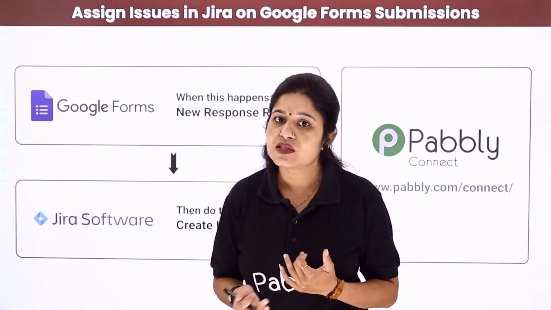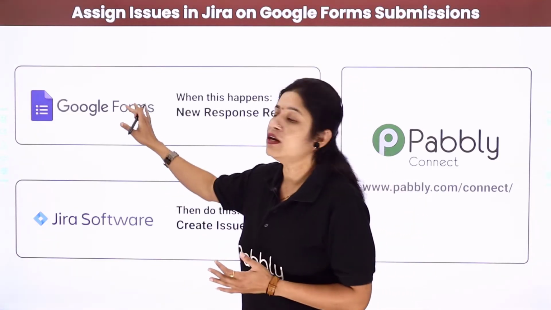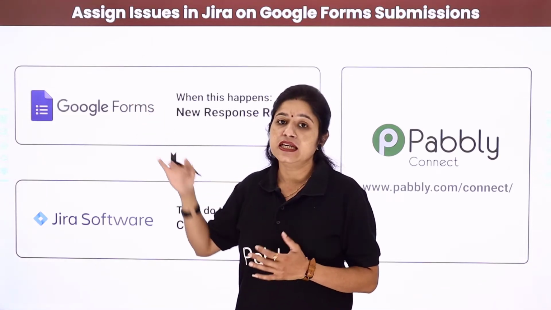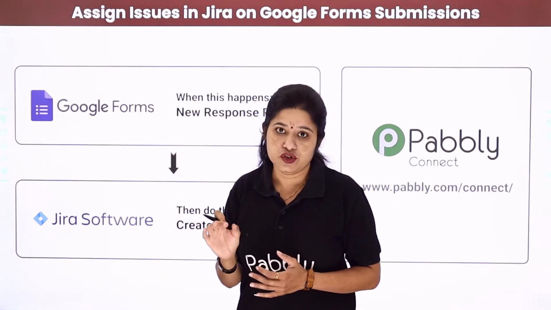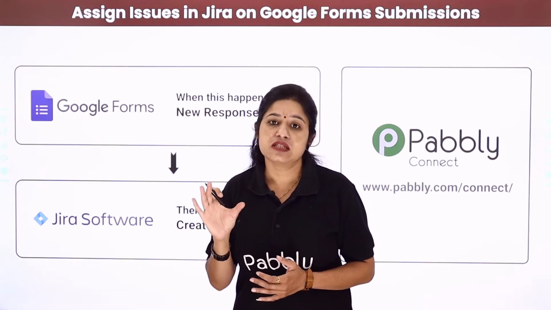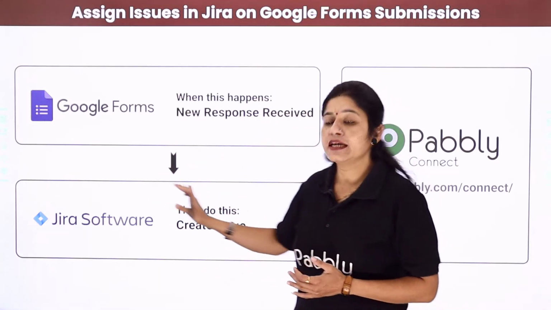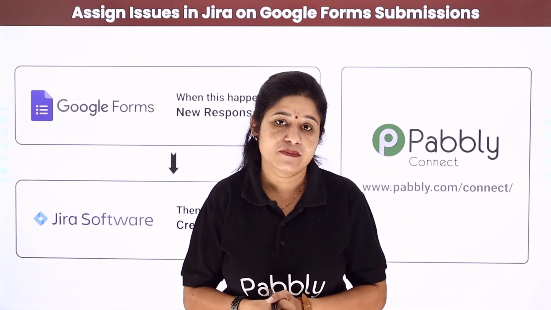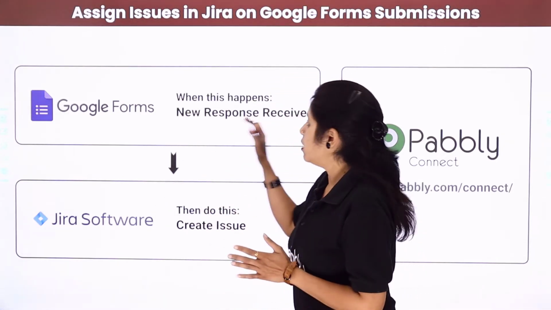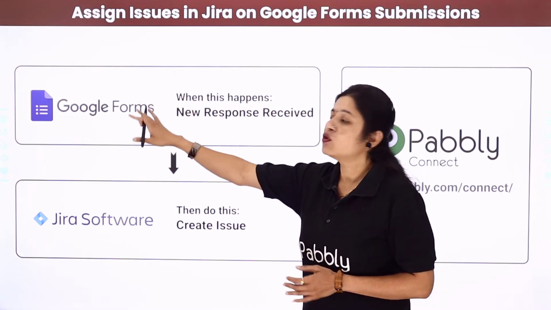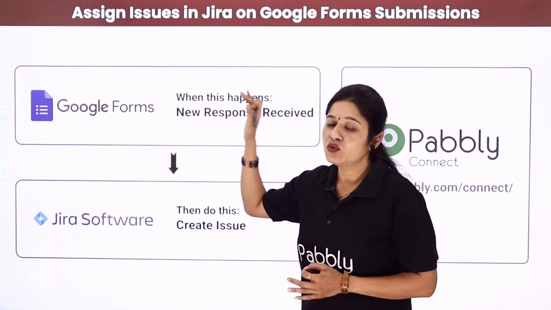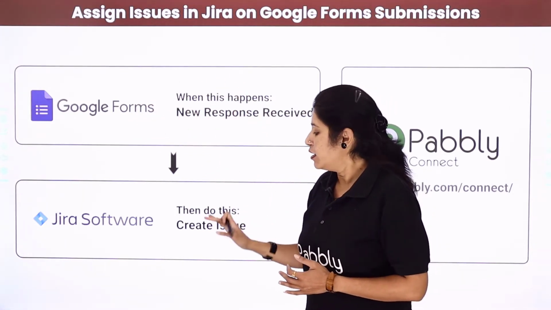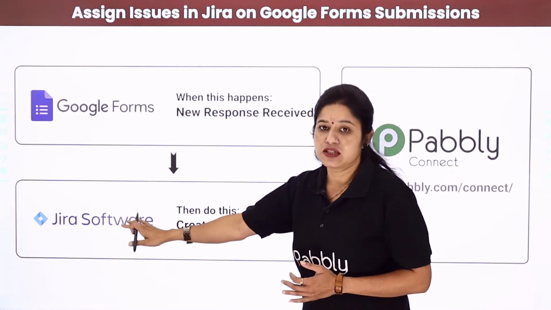So to simplify this process, you have created a Google form so that whenever you fill in the details in your Google form related to the issue, automatically using those details, a new issue will get created in your Jira software and it will be assigned to your specific team members. So the idea here is that whenever a new response is received in your Google Forms, automatically using the details of the response, a new issue should be created in your Jira software.